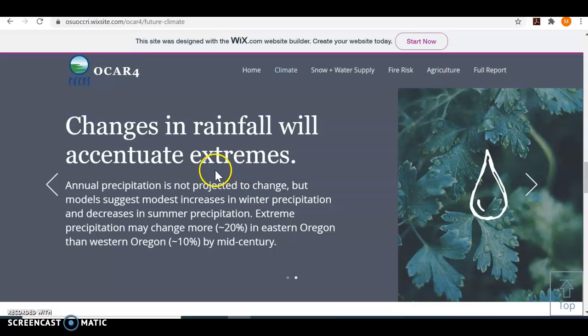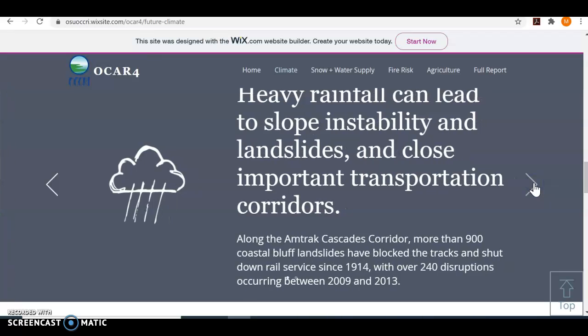So we're still in the climate. Changes in rainfall are accentuating the extremes. And interestingly, out east, other side of the Cascades, I'm assuming that's what they mean by Eastern Oregon, but there's also Central Oregon. If you're in Bend, you don't say we're in Eastern Oregon. I'm not sure quite what they meant by that. But the extreme precipitation may change more on the east side than on the west side. That's just the projection there.